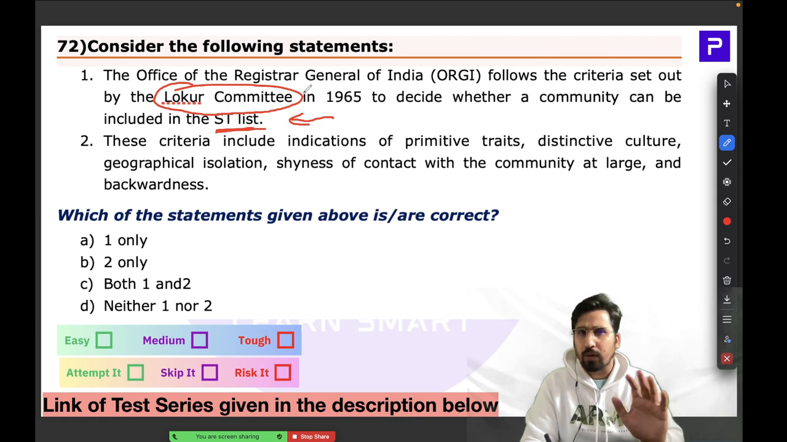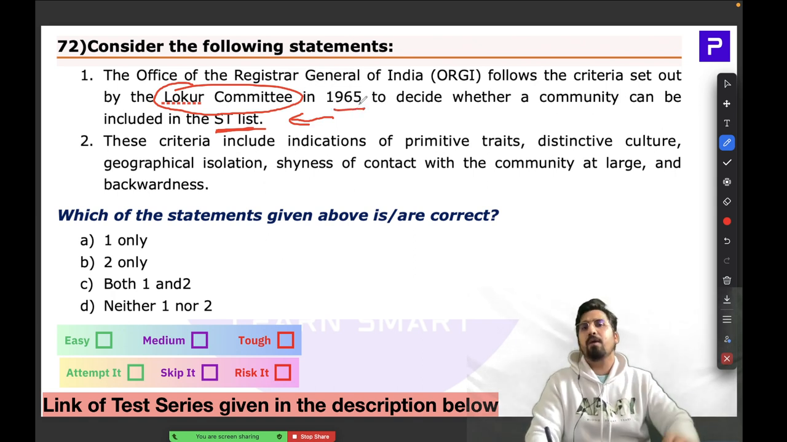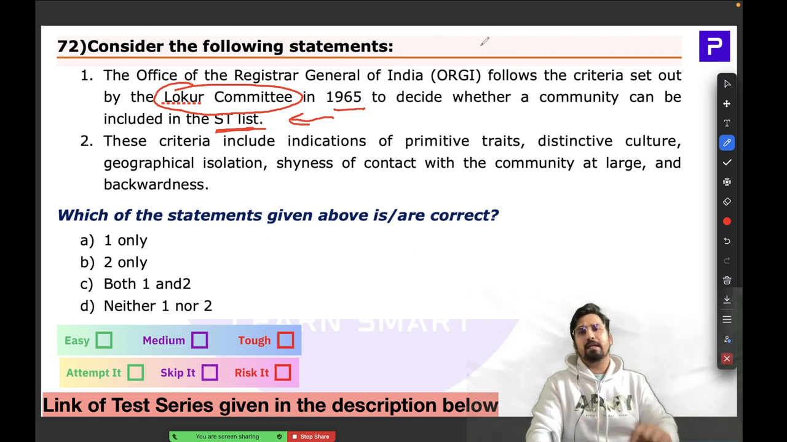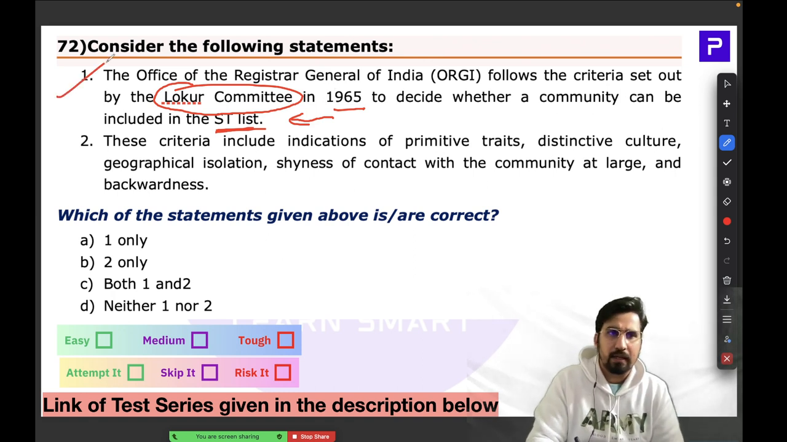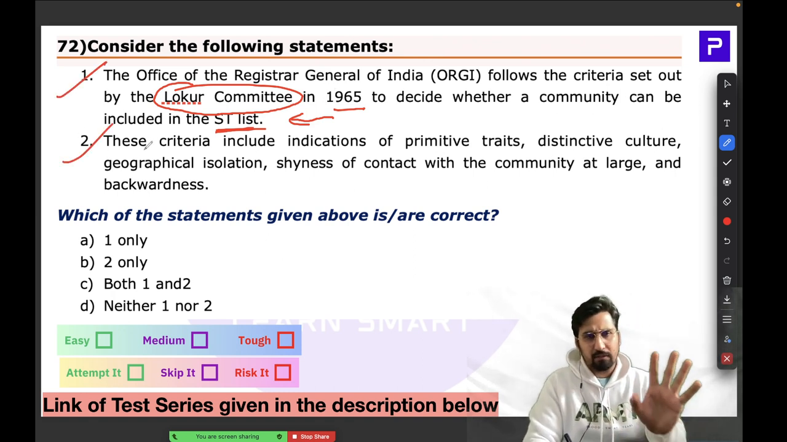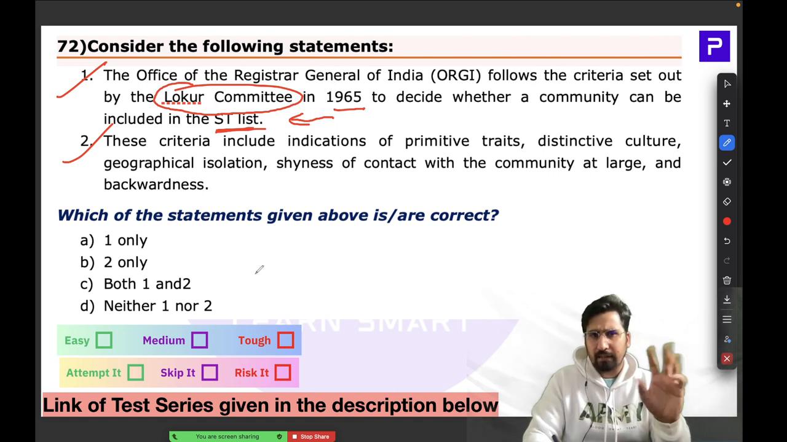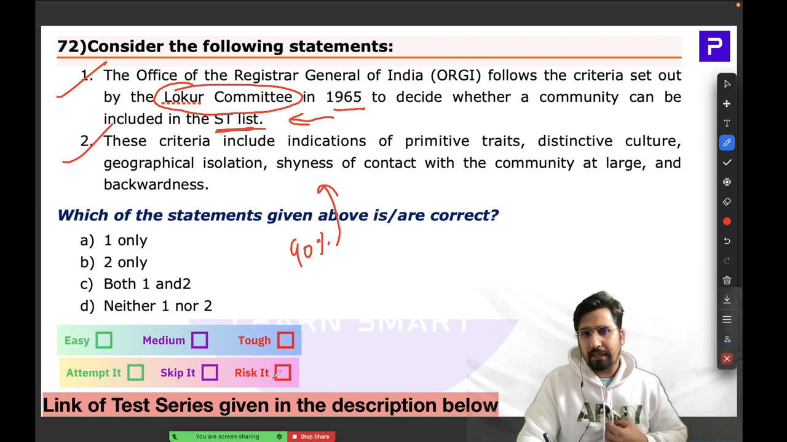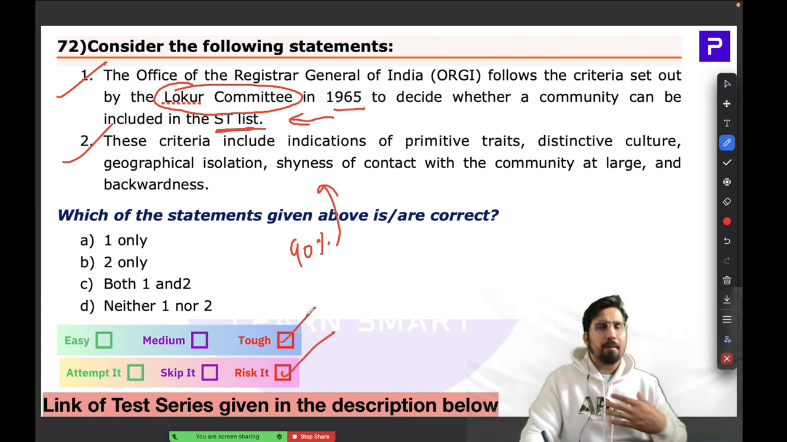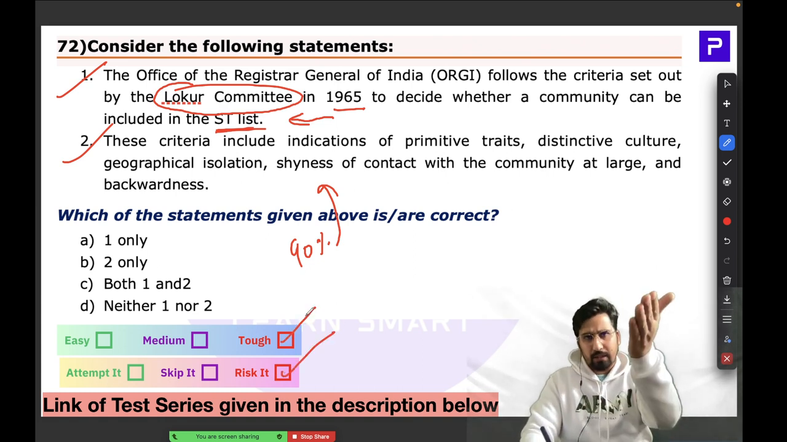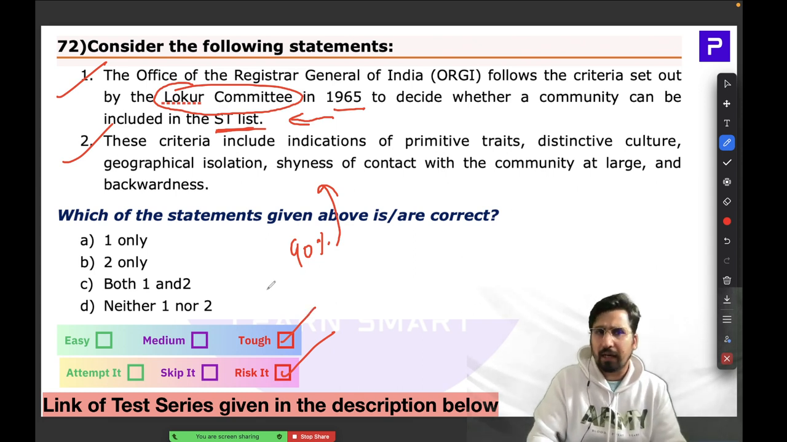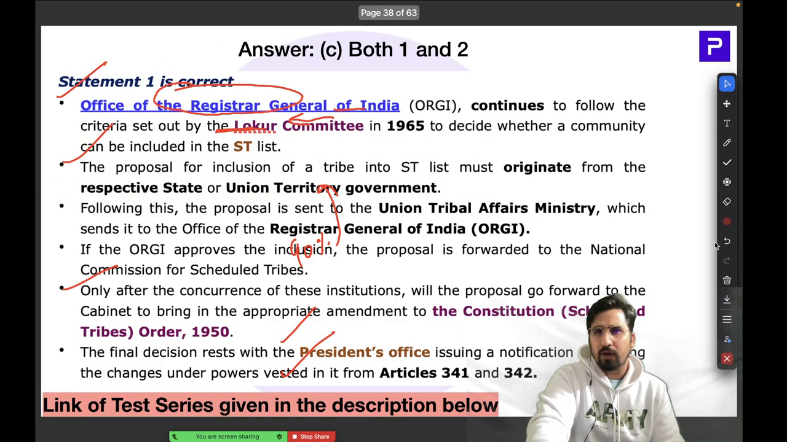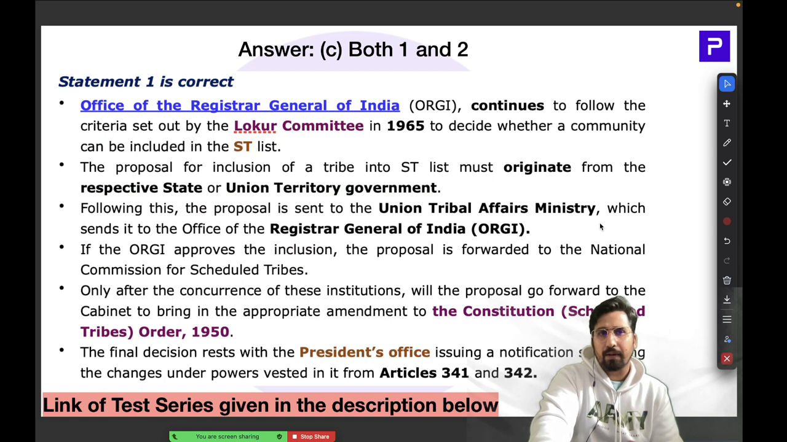But when it comes to the Lokur committee 1965, yes, it is about adding people to the ST list and recommending the criteria. So here both seem very correct. The only problem was with the committee, but in this case, at least I know 90% of the information. I can still take a risk. It was a tough one for people, but I would say please take a risk, because the rest of the information can be the correct one. Here the answer has to be C. Sometimes you have to go with your heart. Sometimes you have to take a bit of risk. It's okay.